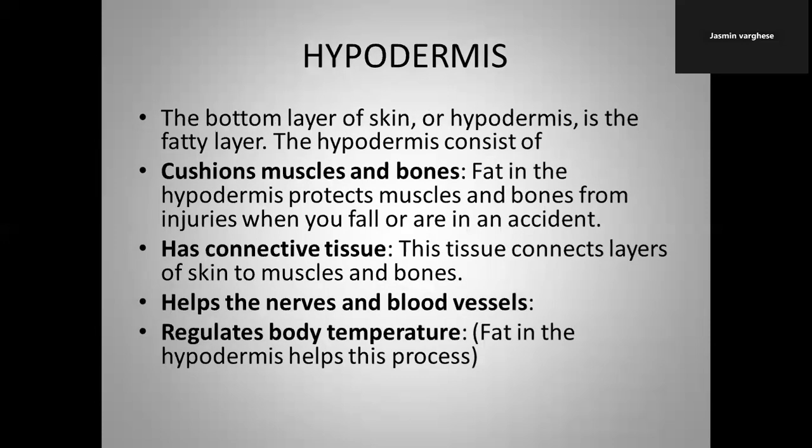Then the last layer, that is the hypodermis. The bottom layer of your skin, or hypodermis, is the fatty layer. So that layer is almost fat. The hypodermis consists of cushion, muscles and bones. It has connective tissue. It helps the nerves and blood vessels, and also it helps regulate the body temperature because it contains fat.